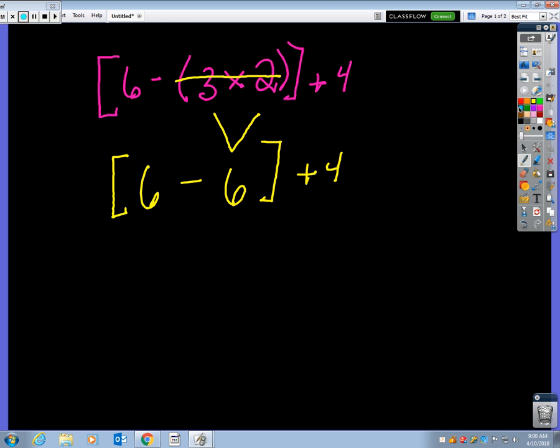What's my next step? I'm still doing parentheses, brackets, braces, right? So now I have to do 6 minus 6, which is 0. I am done with this, and I bring everything else down. What is 0 plus 4? So our answer would be 4.